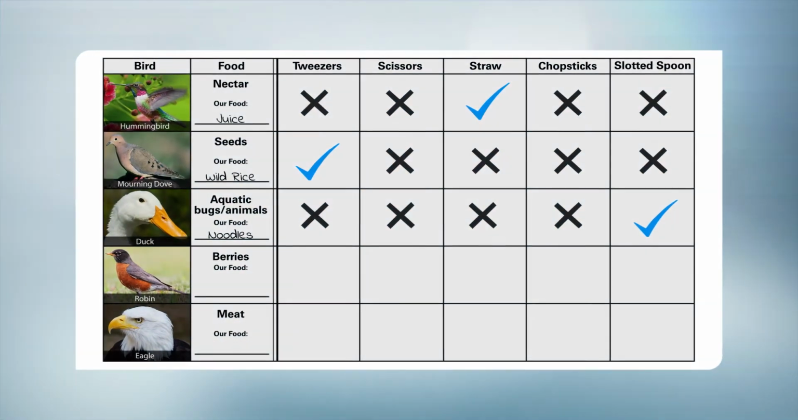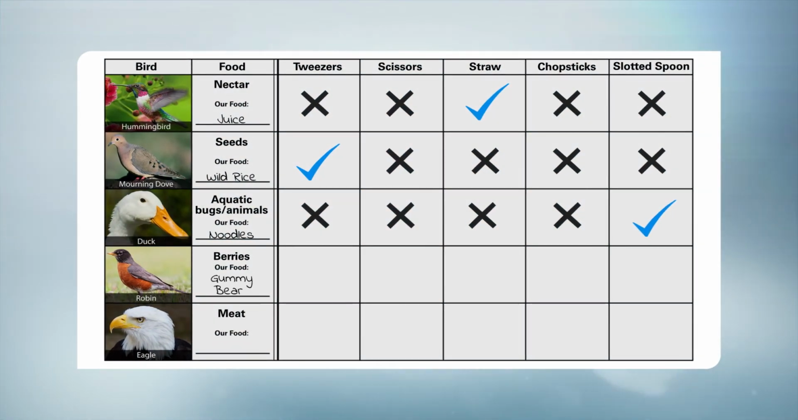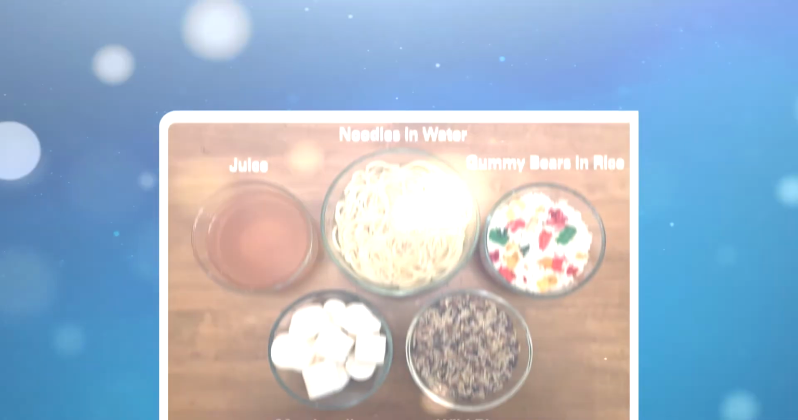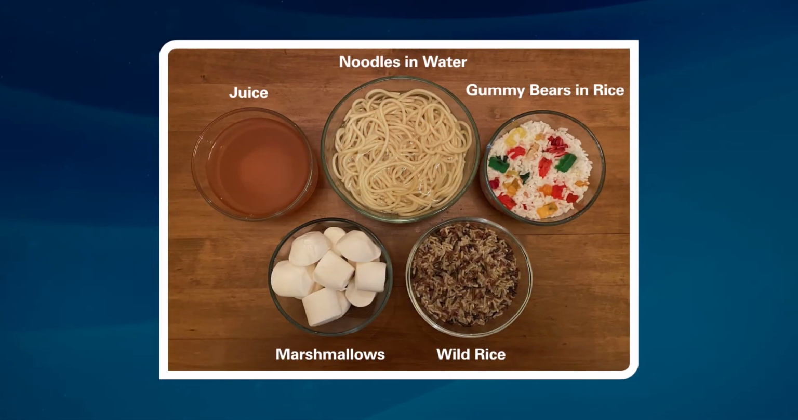We need to write down our findings by filling in gummy bears for the food and putting a check in the box for the chopsticks and X's for the rest of the tools. Our final bird that we will look at today is the eagle. It's pretty obvious that the marshmallows represent the meat and the scissors must represent the beak.